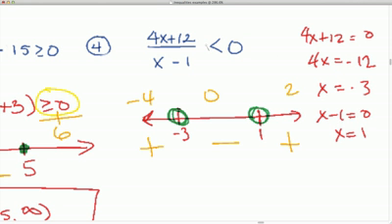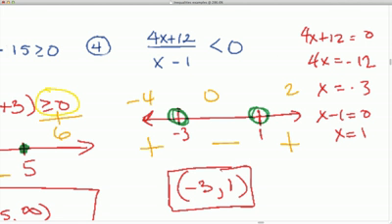So this question was asking for less than 0, right? So negatives. So what we would do is we would write -3, comma 1, and they both get parentheses. Okay. Why? Because that's where the negative sign showed up, and that's where it's less than 0.